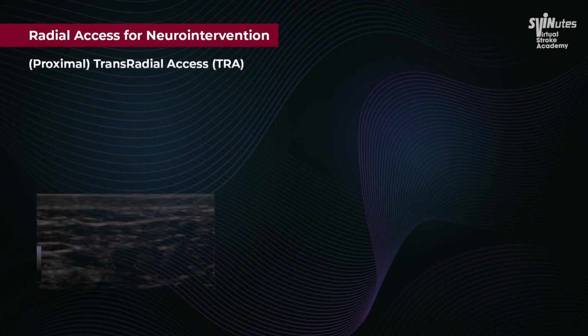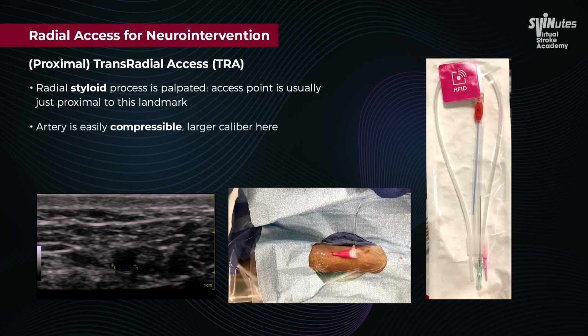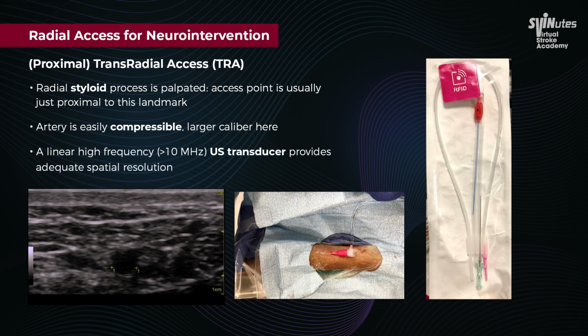For successful radial artery access, the radial styloid process is usually palpated at the wrist first. The access point is usually just proximal to this landmark. At this location, the radial artery is easily compressible and usually larger in caliber. A linear high-frequency ultrasound transducer provides adequate spatial resolution to follow the needle's path into the artery.